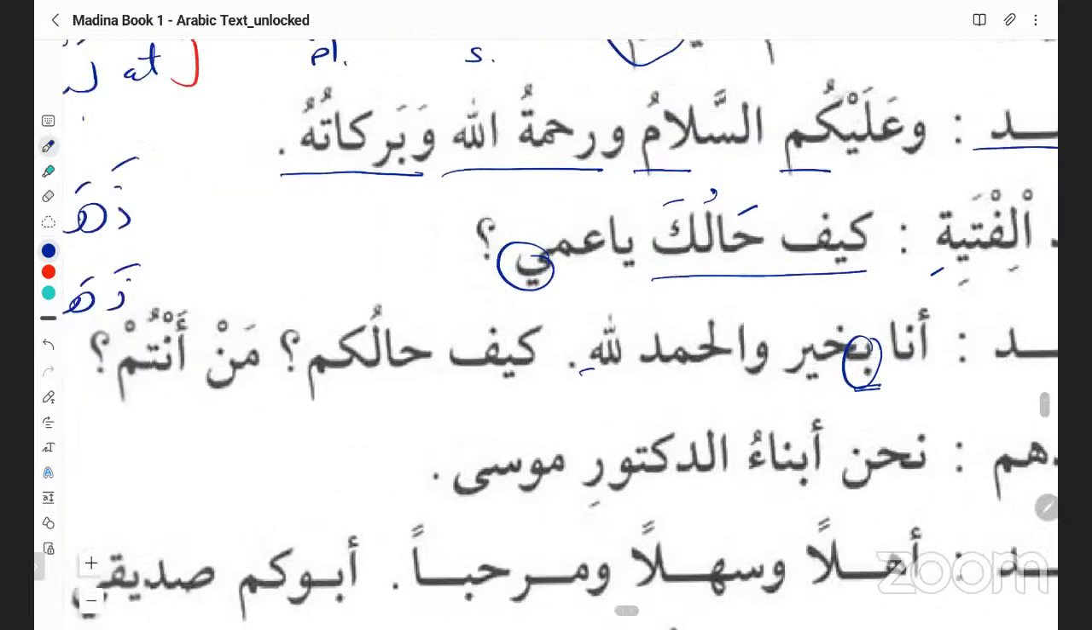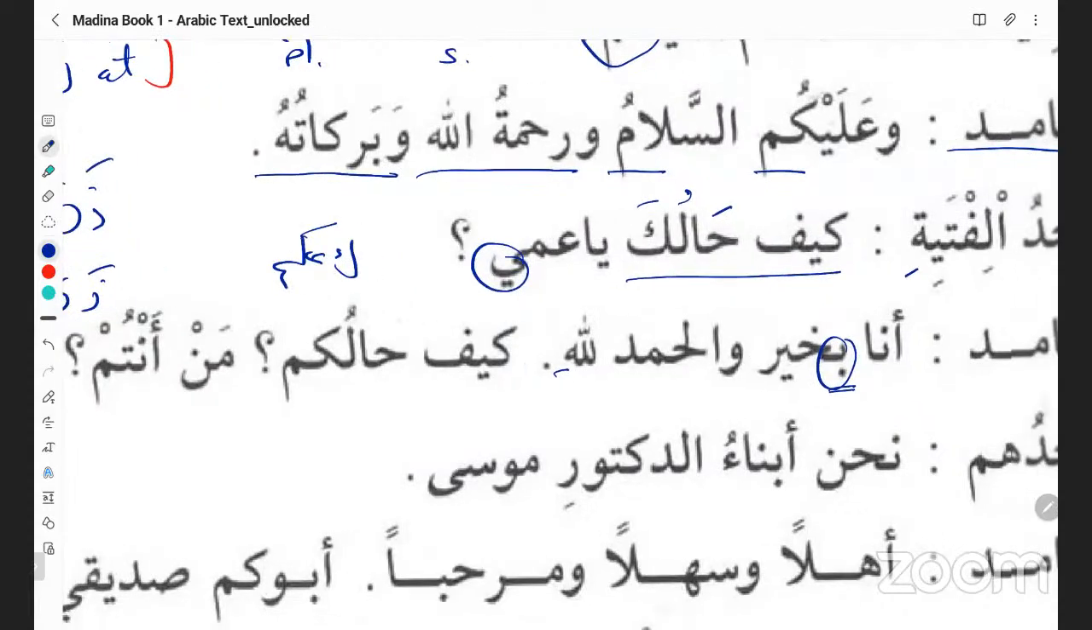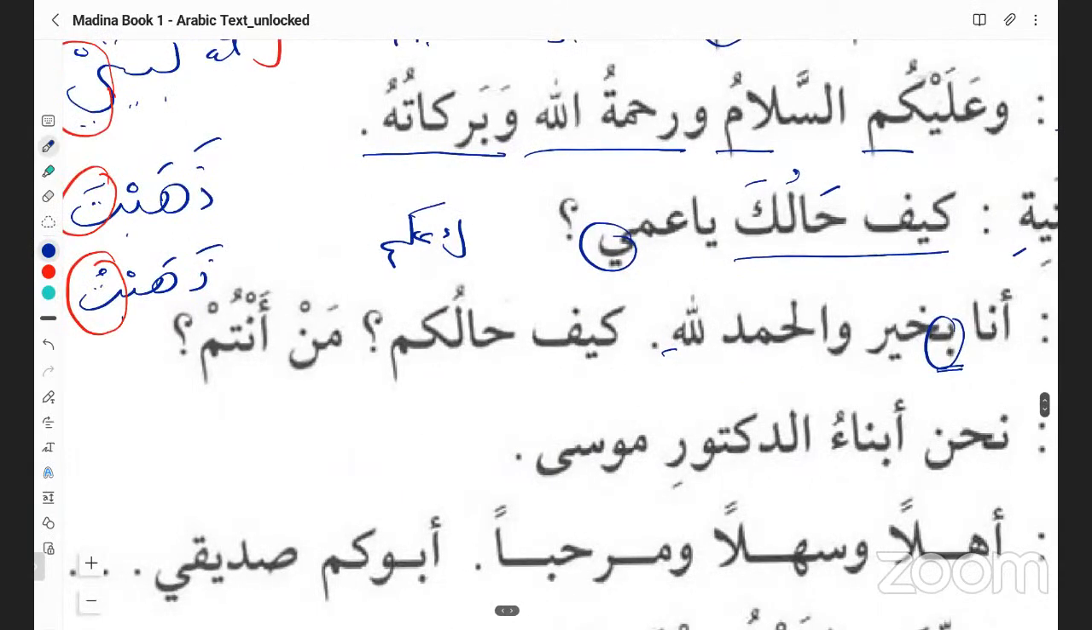Kayfa halukum? Again we said ka, the plural will be kum. So kayfa halukum, how are you? But the plural is speaking to more, because Hamid is speaking to the fityatu, the young boys. Man antum. So we said anta means you, antum means you all, three or more. So who are you, three or more, speaking to?